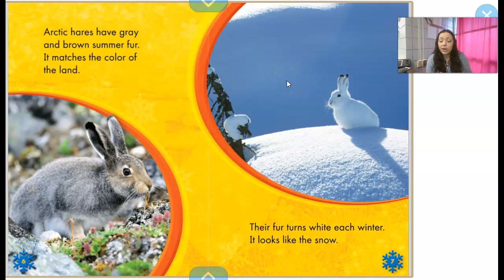Arctic hares have gray and brown summer fur. Oh, what other animal had that? The Arctic fox did too, didn't it? It matches the color of the land. Their fur turns white each winter. It looks like the snow. So they're using that animal adaptation of camouflage and trying to blend in to their surroundings right there.